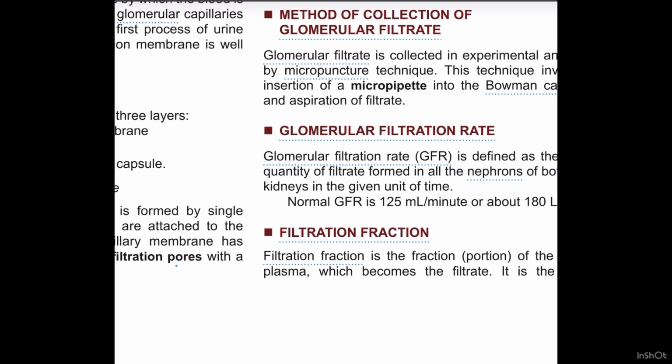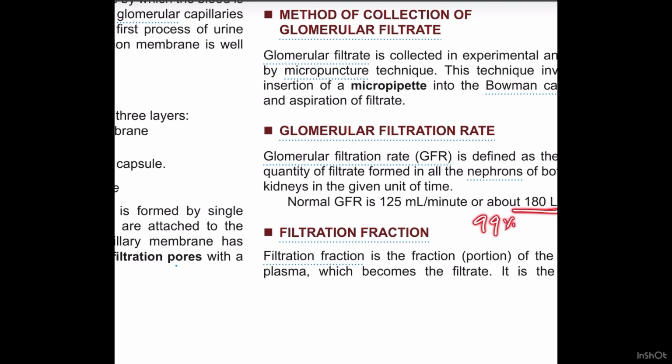And next, glomerular filtration rate. What is that? GFR. GFR is defined as the total quantity of filtrate formed in all the nephrons of both the kidneys in a given time period. Let us say 125 ml per minute is formed. Per day that means 180 liters. If all this 180 liters were excreted as urine, that would be wrong.